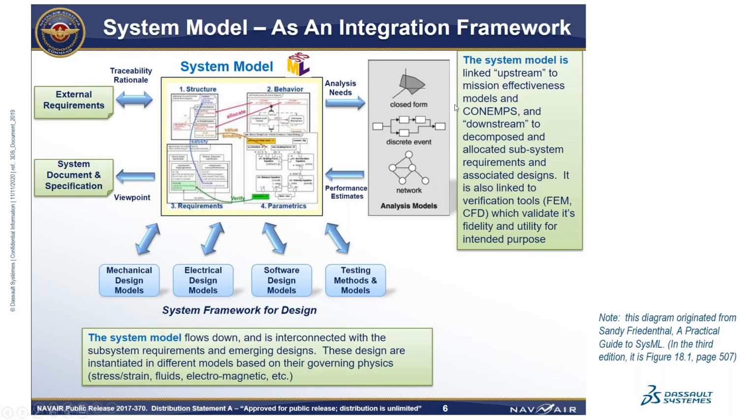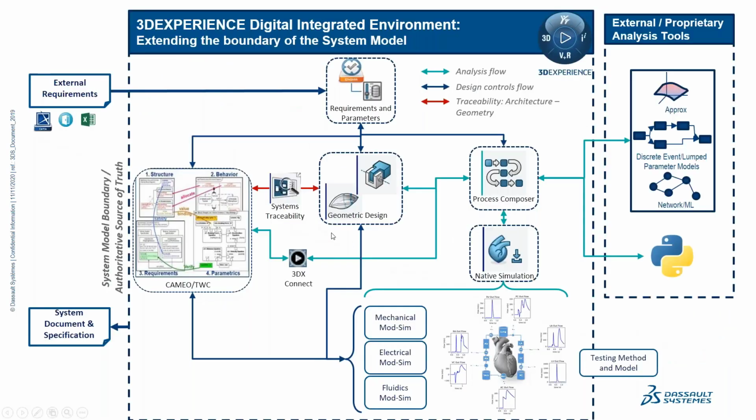So I just wanted to give an overview of how this system model is decomposed, right? We've got some external requirements coming in, then we have a system model inside SysML, and basically what we're going to do is extend that with a physical model to do some integrations. So what does that look like in terms of Dassault specifically?